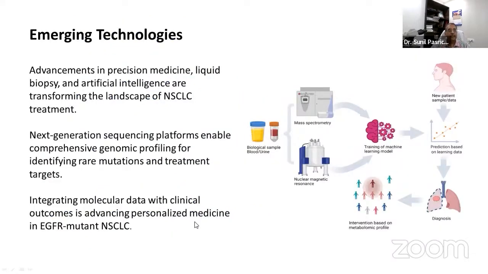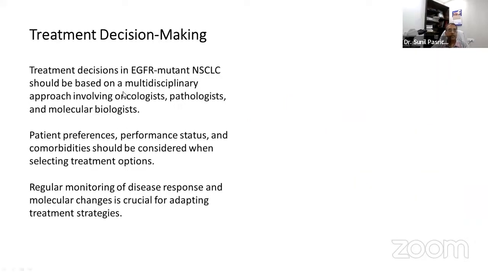So coming to the emerging technologies, the advancements in precision medicine, liquid biopsy, and artificial intelligence are transforming the landscape of NSCLC treatment. The next generation sequencing platforms enable comprehensive genomic profiling for identifying rare mutations and treatment targets. And integrating the molecular data with the clinical outcomes is advancing personalized medicine in EGFR mutant NSCLC. The treatment decision in EGFR mutant NSCLC should be based on a multidisciplinary approach involving the oncologist, pathologist, and molecular biologist. The patient preferences, performance status, and comorbidities should be considered when selecting the treatment options.